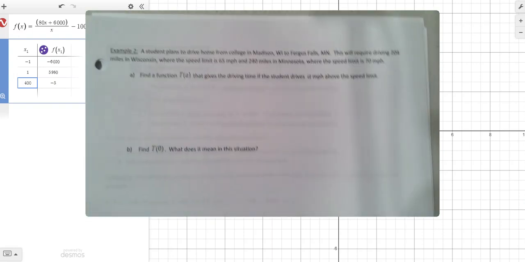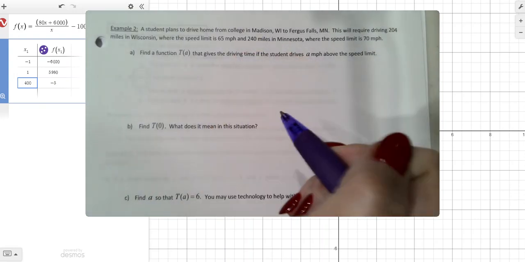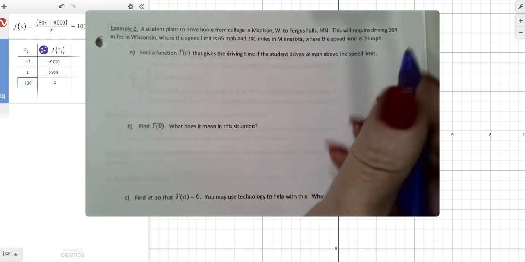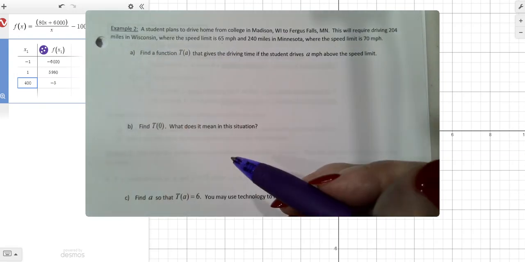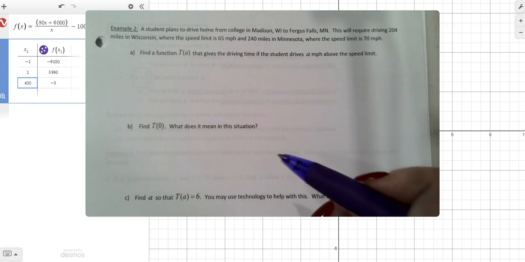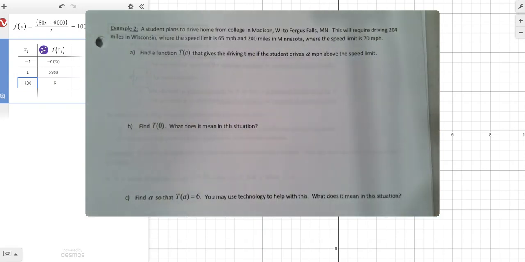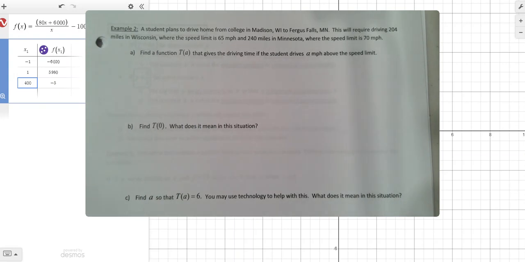In example 2, we have a student who plans to drive home from college in Madison, Wisconsin, to Fergus Falls, Minnesota. This is going to require that they drive 204 miles in Wisconsin, which has a 65-mile-an-hour speed limit, followed by 240 miles in Minnesota, where the speed limit is 70. We are first of all supposed to find a function, T of a, that gives the driving time if the student drives a miles per hour above the speed limit.